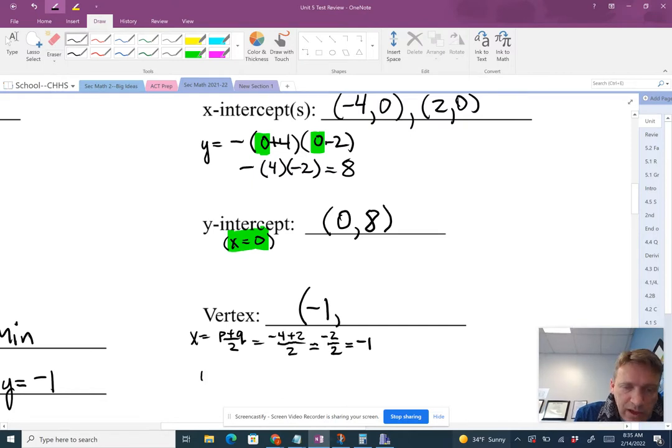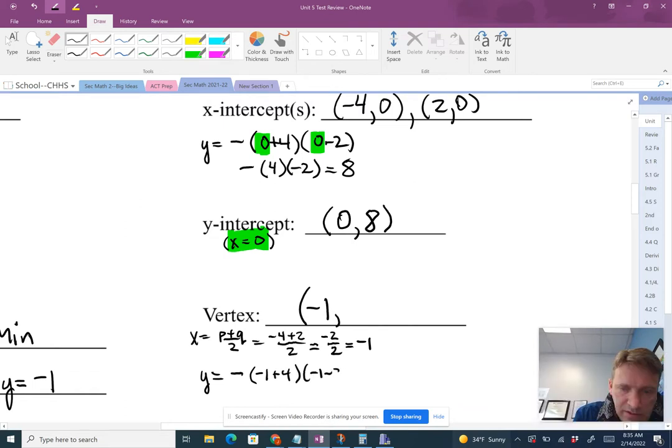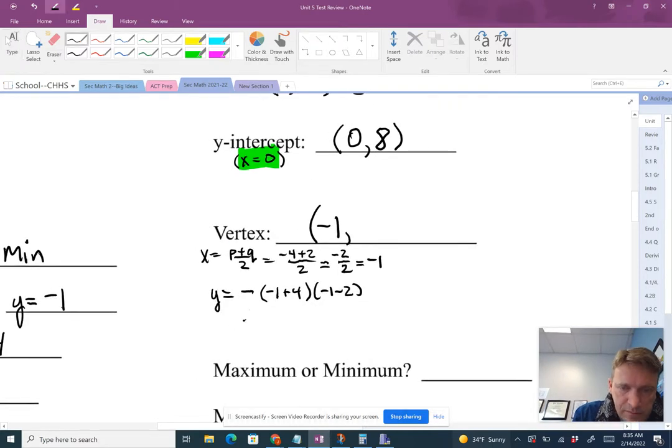And then to get the y-coordinate, same thing. You just plug that negative 1 back into the equation. So we've got the negative out in front, negative 1 plus 4, and negative 1 minus 2. Negative 1 plus 4 is 3, and negative 1 minus 2 is negative 3. So the negative times the 3 is negative 3, and negative 3 times negative 3 is positive 9. And so our vertex is at (negative 1, 9).